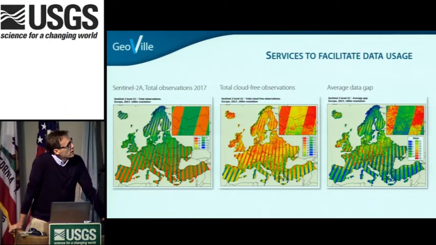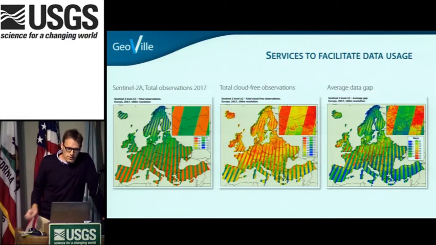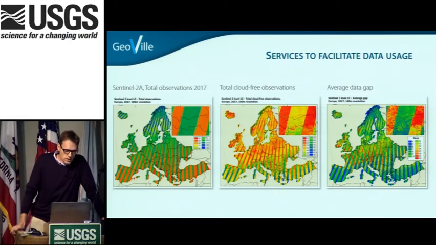And shown on the left column is the total number of observations. Then in the middle is the total cloud-free observations. On the right, the average data gap you have for Sentinel-2A. So for us, for example, if we know that we have to develop a particular application, then we exactly know where we have to go to test a new algorithm.